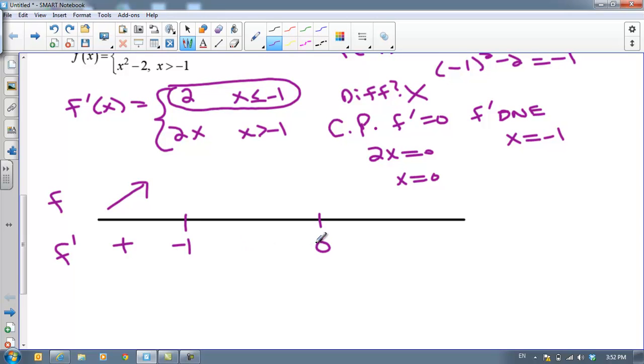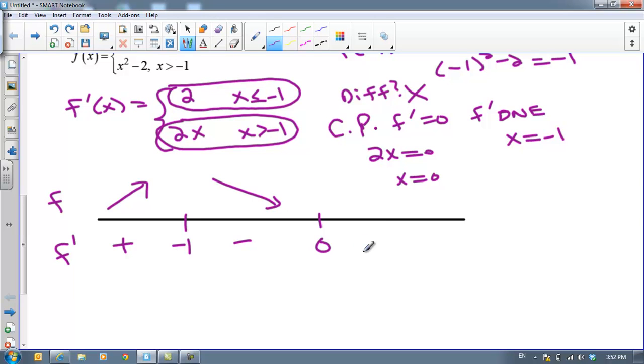Now let's plug in a number between 0 and negative 1, like negative 1/2. Here, anything that's bigger than negative 1, I have to use this equation. And if I plug in negative 1/2 for x, I get negative 1. That means that f prime is negative, saying that f is decreasing.